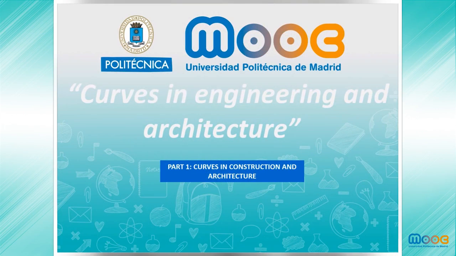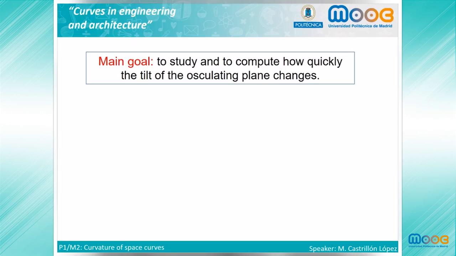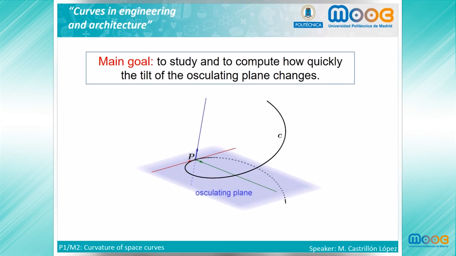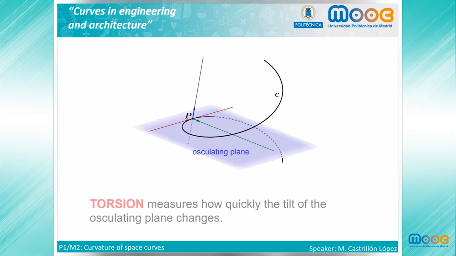Hi! In this video we continue working with the Frenet frame of space curves, and we introduce the notion of torsion of space curves. The main goal now is to study and to compute how quickly the tilt of the osculating plane changes from one point of the curve to another point of the curve next to it. More precisely, we introduce a function, the torsion, as a measure of how quickly that tilt of the osculating plane changes, as for example, in the image we have on the screen.